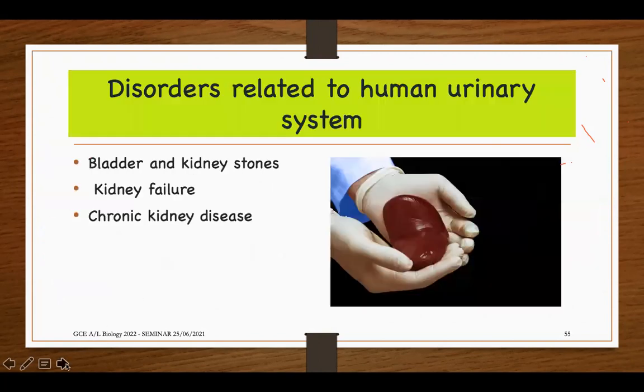Okay, now disorders related to the human urinary system. There can be bladder and kidney stones, kidney failure, and chronic kidney diseases. We're going to learn about bladder and kidney stones, kidney failure, chronic kidney diseases, and there's a new disease called chronic kidney disease of unknown etiology. So we're going to learn about them now.